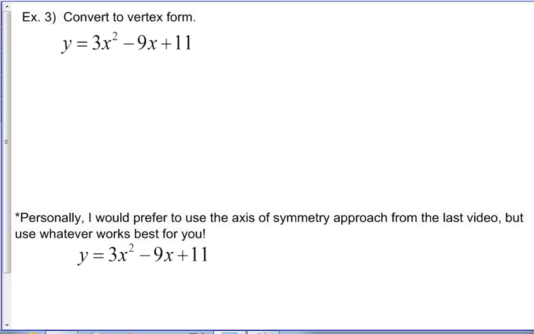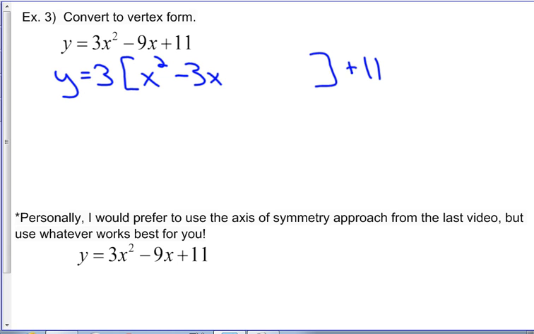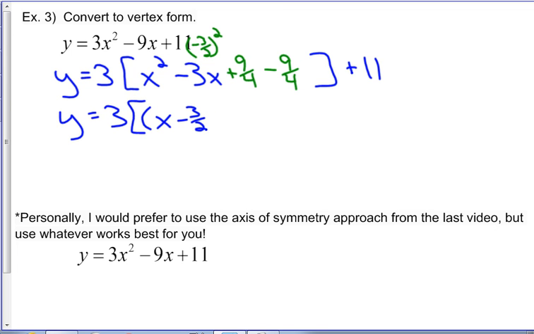We'll try another one of these where you have a long trinomial or a coefficient in front of your x squared. So I'll take out that 3 from my first two terms. I'm going to leave some space, and I'm going to have a plus 11. I'll do this all in one step here. So half the middle squared means that I'm going to add on 9/4 and subtract 9/4. That's going to give us 3 x minus 3 over 2 all squared minus 9/4 plus 11.